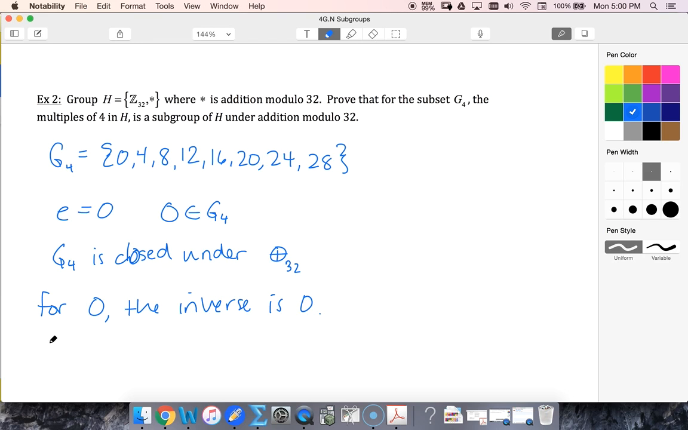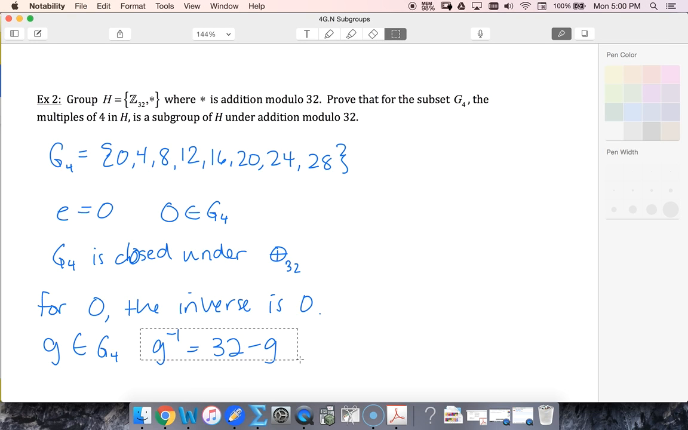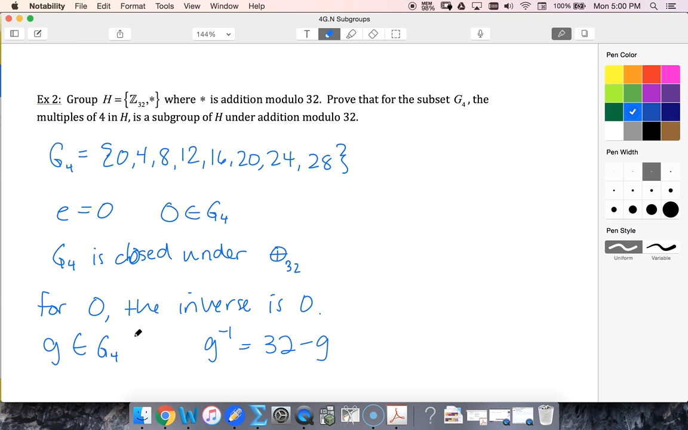But then for any other element g in G4, the inverse is going to be 32 minus g. And of course, this is g, an element of G4, but excluding 0, because we've said that 0 is self-inverse. So let's make sure that we exclude 0. All right. So we've got inverses for every element.